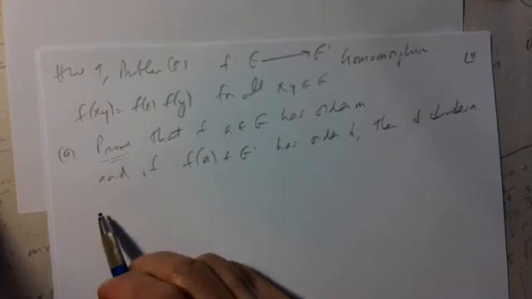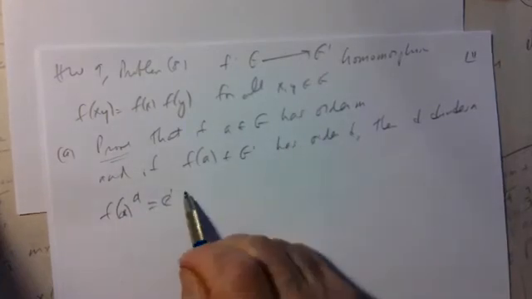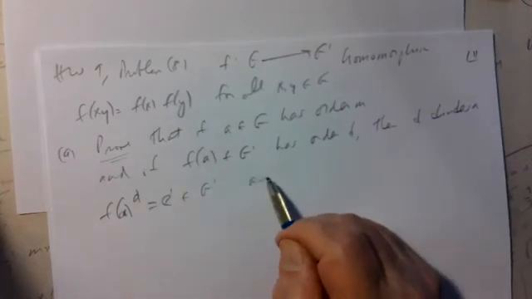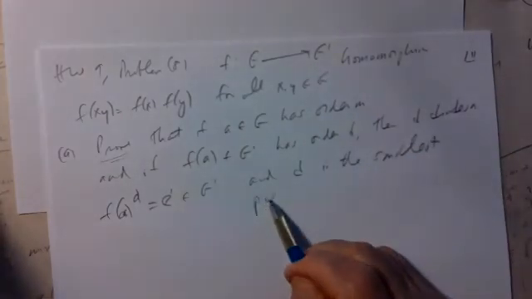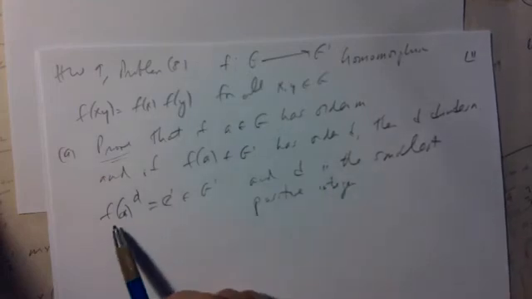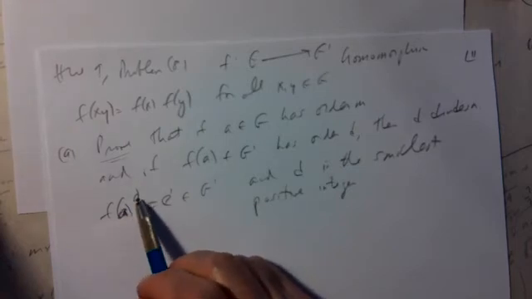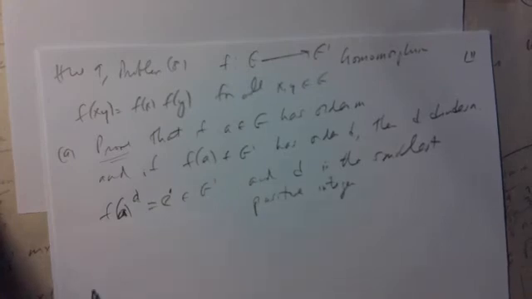So what is it that we know? We know that f of A to the d is the identity in G prime. I'll call it E prime. And d is the smallest positive integer for which this is true. So if you take the element f of A and raise it to the dth power, you get the identity in G prime, and no smaller power works.